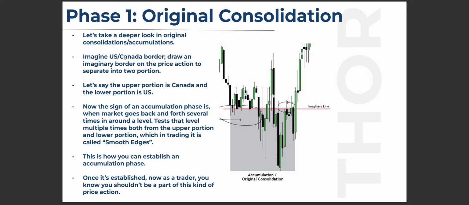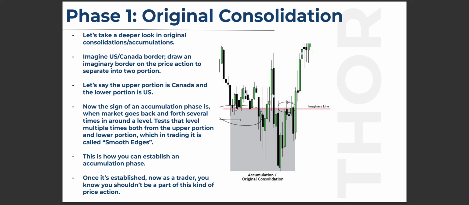And how we're going to use this information is basically we're going to be choosing our targets by using the original consolidation concept. But if you don't know how to find it or understand original consolidation in the marketplace, you might get lost. So pay attention here. Smooth edges, you want to see price respecting a certain level. So if it's not doing that in an accumulation phase, you cannot consider that range as your original consolidation. Okay.